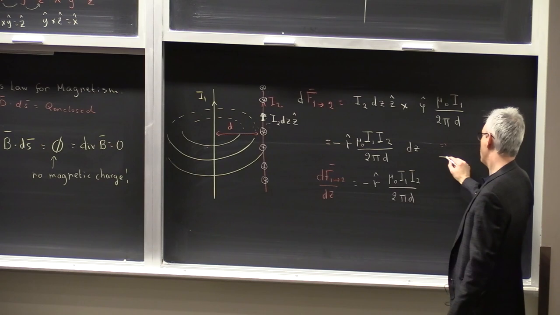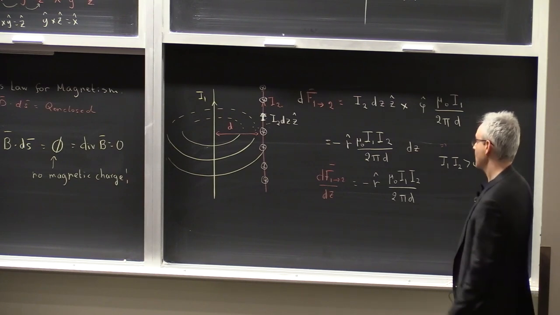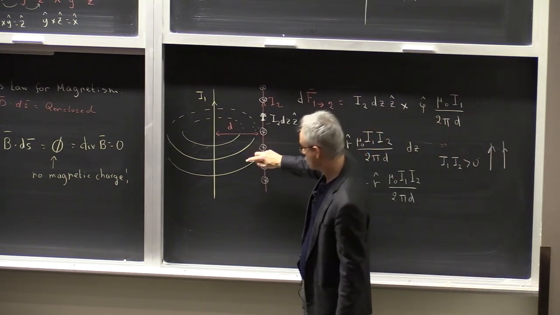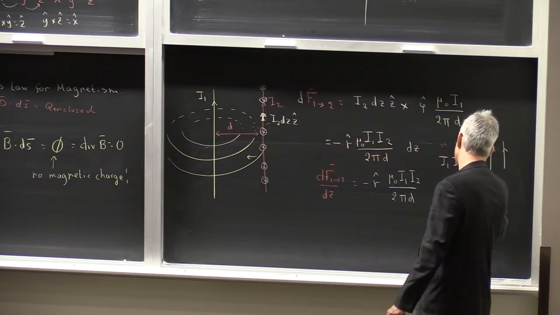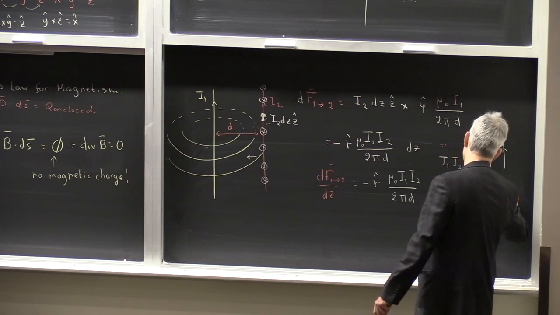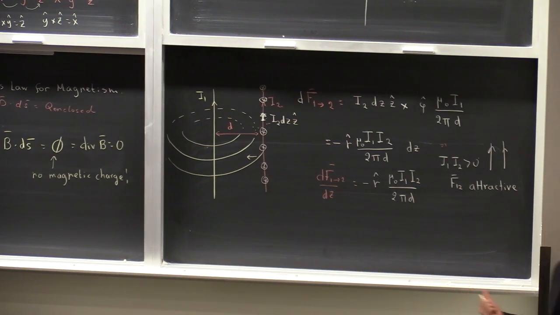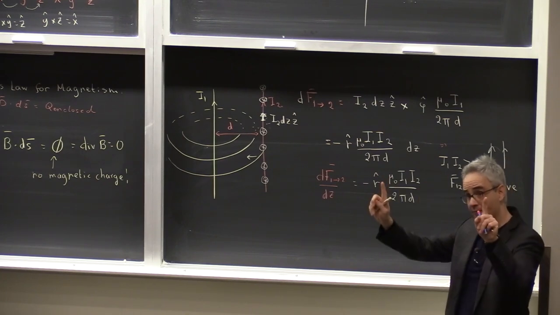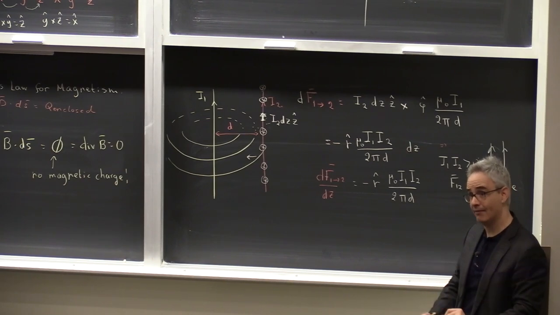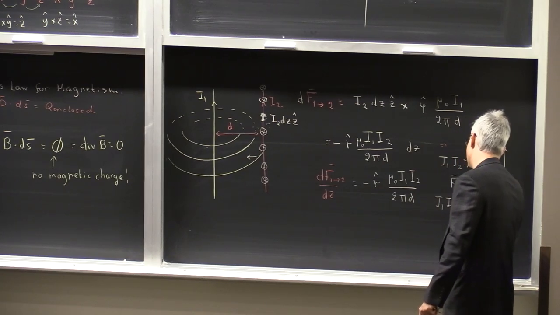And you see that when I1 I2 is positive, that is, if you have co-directional currents, the force points in the minus r hat direction. So it is indeed attractive. On the other hand, if I1 I2 is negative, then the force is repulsive. So here we close the loop: what we calculated is consistent with the fundamental observation. If you have currents that are co-directional, they will have an attractive force. If they are contradirectional, they will have a repulsive force.